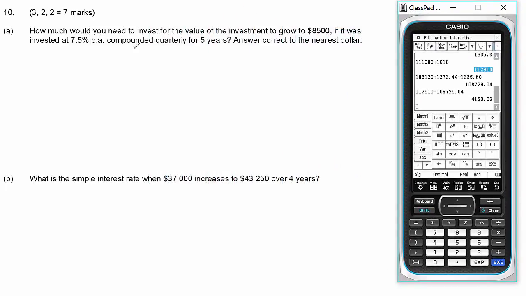How much would you need to invest for the value of the investment to grow to $8,500 if it was invested at 7.5% per annum, compounded quarterly for 5 years? Answers correct to the nearest dollar.